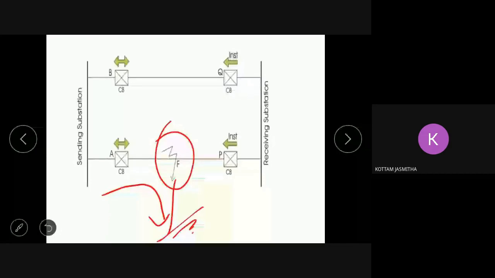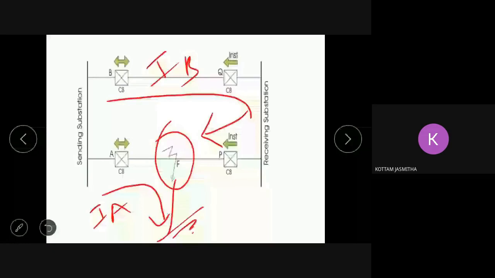Similarly, whatever current is carried from B and Q, because the fault means very low resistance, this current is also going to choose this path. Suppose this is called IB, and this is IA. Now what is the total fault current? IA plus IB. So this is the disadvantage of parallel feeders. If a fault occurs, the fault current magnitude will increase hugely.